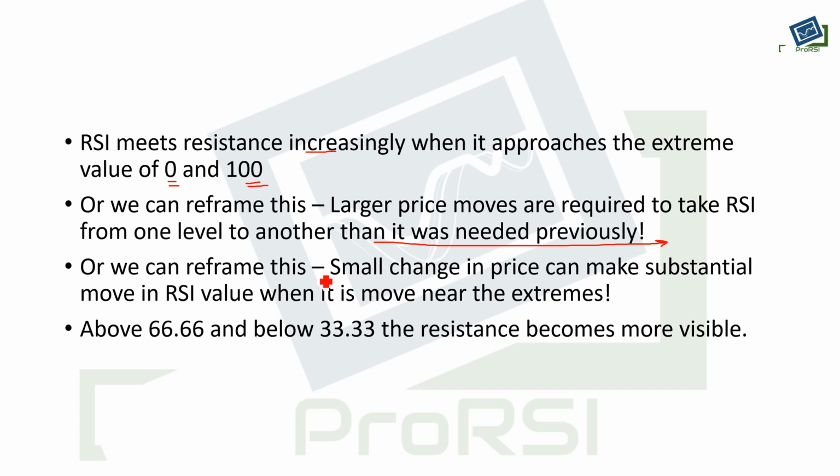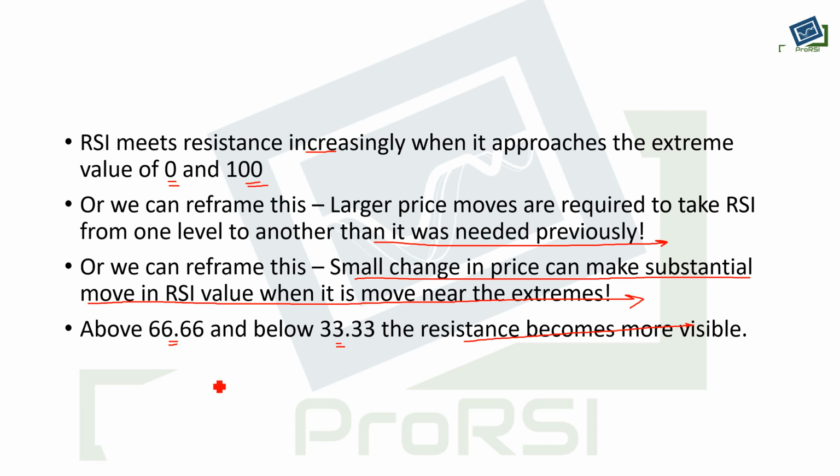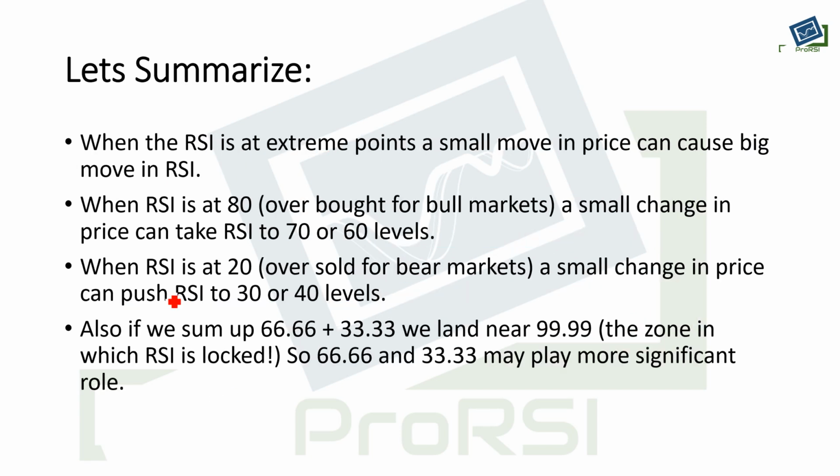Or we can reframe it like this: a small change in price can make a substantial move in RSI when it moves near the extremes. Alright, so above 66.66 and below 33.33, the resistance becomes more visible. So just look at this chart. Till 66.66 and 33.33, this resistance will not be much visible. But as you move above 66.66 or below 33.33, the ratio starts to change and this resistance starts to become visible. That's why these two levels are more important, and we keep our range rules to these levels.